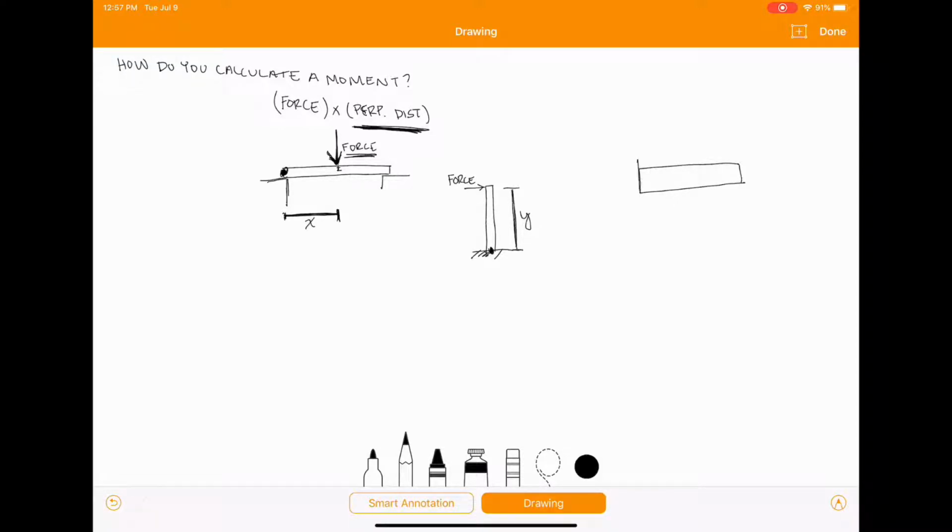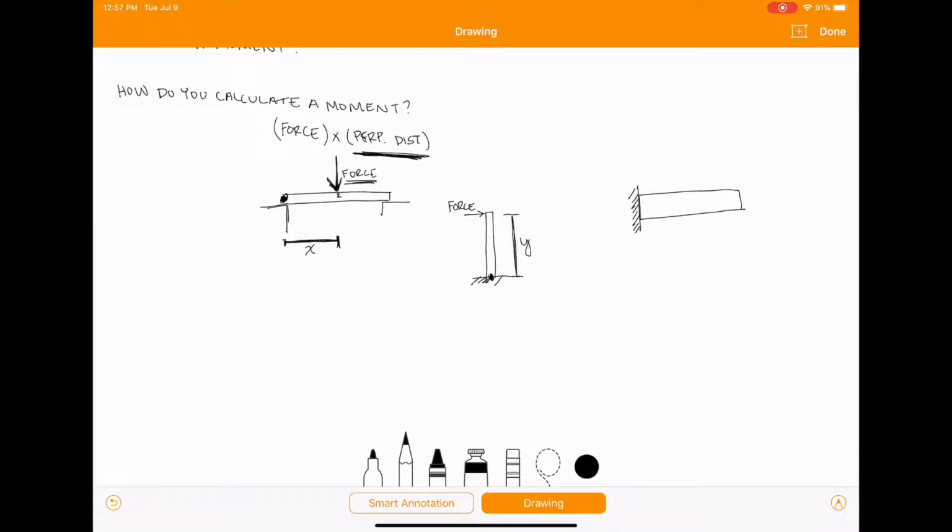So if we have a beam, and let's just say this beam is fixed to a wall, and so it's cantilevered out, and there's some force acting over here. Maybe think about a diving board into a swimming pool, right? It's fixed over here on this end, and it's free over here, and the person's over here jumping up and down, right? Again, it's going to be this perpendicular distance here that's going to cause your moment.